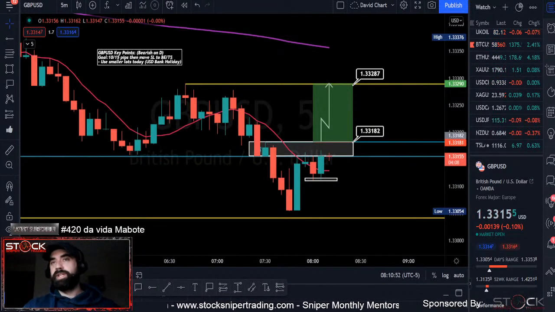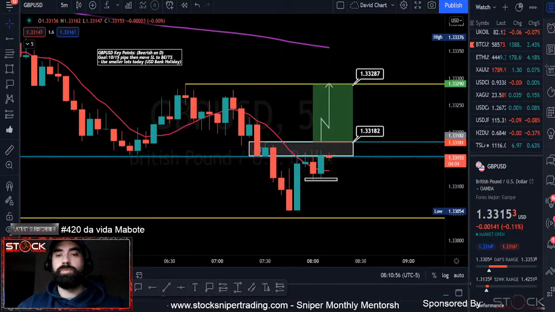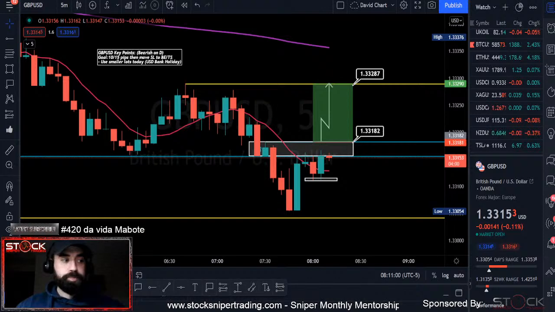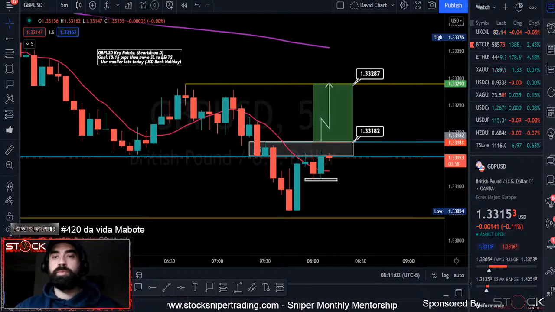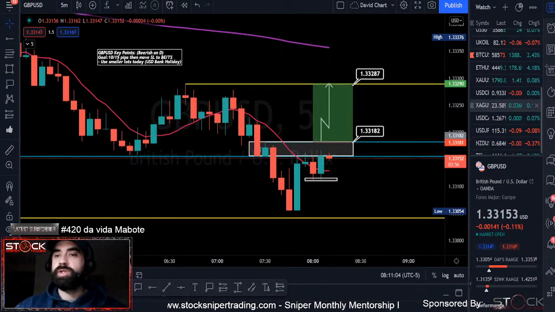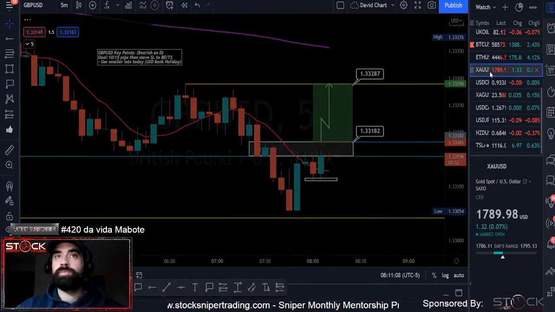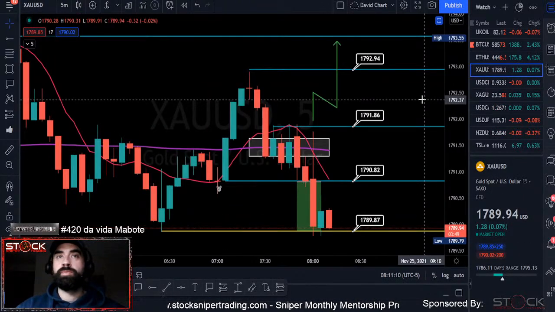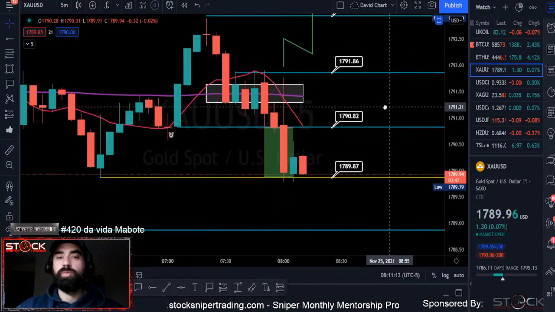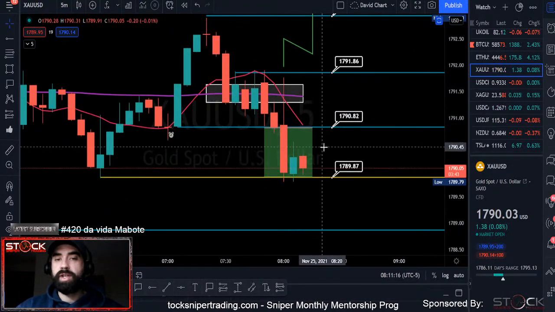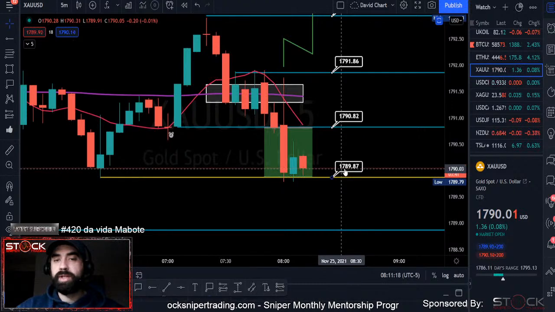Okay, so we have now 810. All right, 810. Okay, so let's check out our gold here for 2 seconds. Okay, so gold tried to push up. Okay, it was rejected again, held back down, pushed down to that 1789 area.